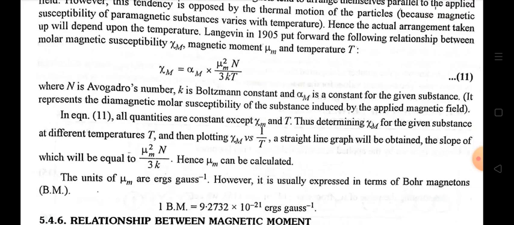In equation 11, all quantities are constant except Xi m and T. Thus, determining Xi m for the given substance at different temperatures T, and then plotting Xi m versus 1 by T, a straight line graph will be obtained, the slope of which will be equal to mu m squared N upon 3k. Thus mu m can be calculated. The unit of mu m is erg per Gauss. However, it is usually expressed in terms of the Bohr magneton, BM. 1 BM is equal to 9.2732 times 10 raised to the power minus 21 erg Gauss inverse.